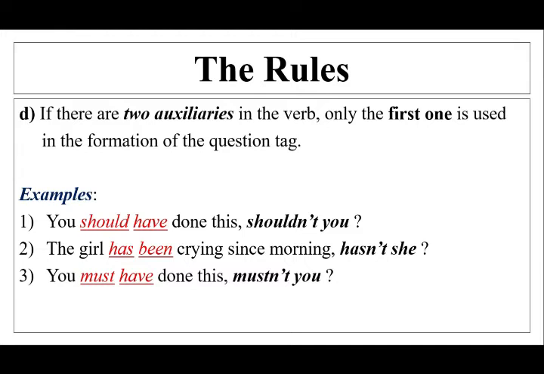The girl has been crying. Here the verb is crying and the auxiliaries are has been. So has comes first and it will be our auxiliary in the formation of the question tag. Hasn't she? The girl has been crying since morning, hasn't she? Next one. You must have done this. Done is the verb. Must have are the two auxiliaries to the verb. So we will take must because it came first. Mustn't you? Sorry. You must have done this, mustn't you? Alright.